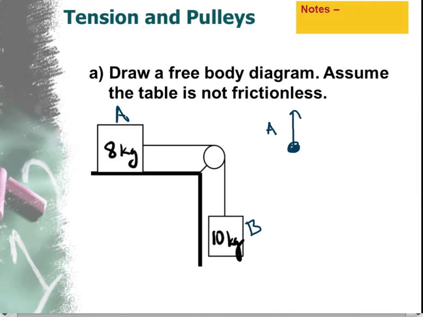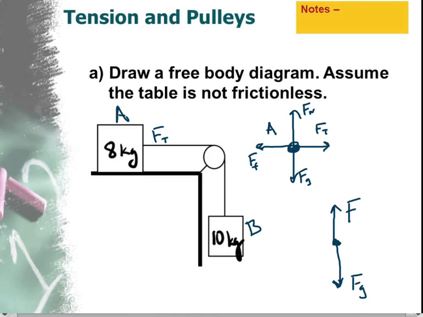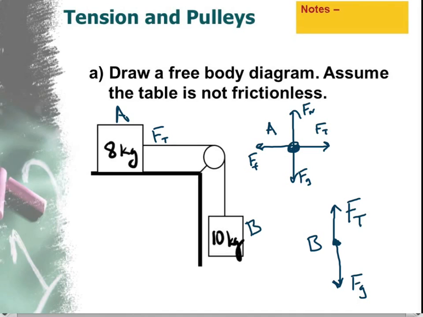Well, it's experiencing a normal force and a gravitational force. It experiences a friction force because it does say that the table is not frictionless. And it experiences a tension toward the right. Now for block B, it experiences a force due to gravity and a force due to the tension of the rope. So block B has a simpler free body diagram than block A does.